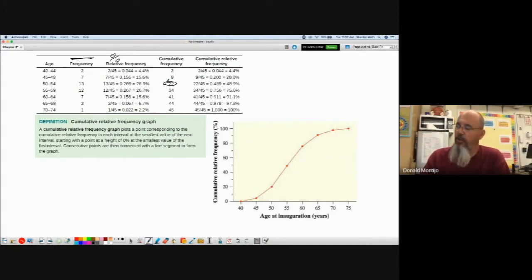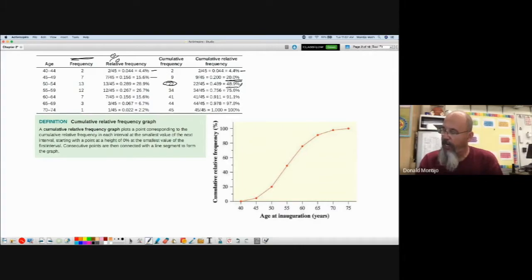Okay. Remember, cumulative is an accumulation of everything that came before, and relative means percent. So as you can see here, there were 4.4% of our presidents between the ages of 40 and 44. Well, why is this number 20%? Because it's an accumulation of the percentage of presidents all the way up to the age of 49. So this 20% right here came from the 4.4 plus the 15.6. And this will continue all the way through.